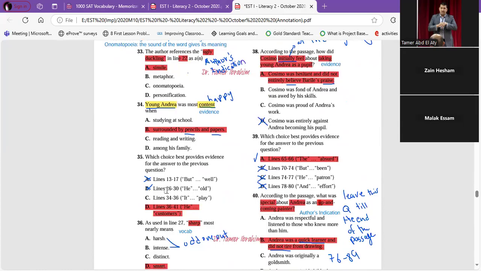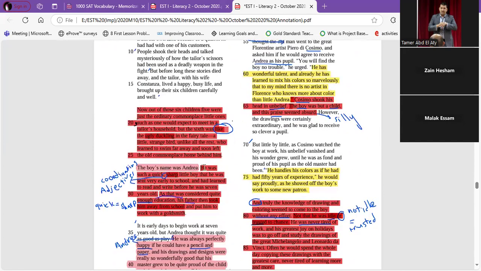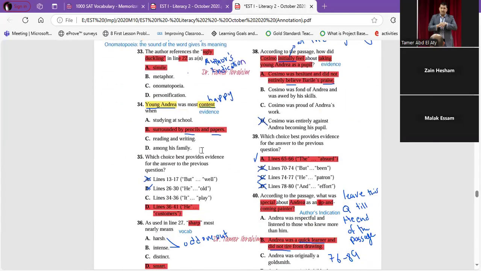After that, from 26 till 30, from he till old. From he till old. Okay, the problem is that there is he. Take a sentence before. The boy's name was Andrea. He was such a quick, sharp little boy that he was sent very early to school and had learned to read and write before he was 7 years old. Yes, he talked about young Andrea, but he didn't talk about him being happy. Nothing is mentioned about content.